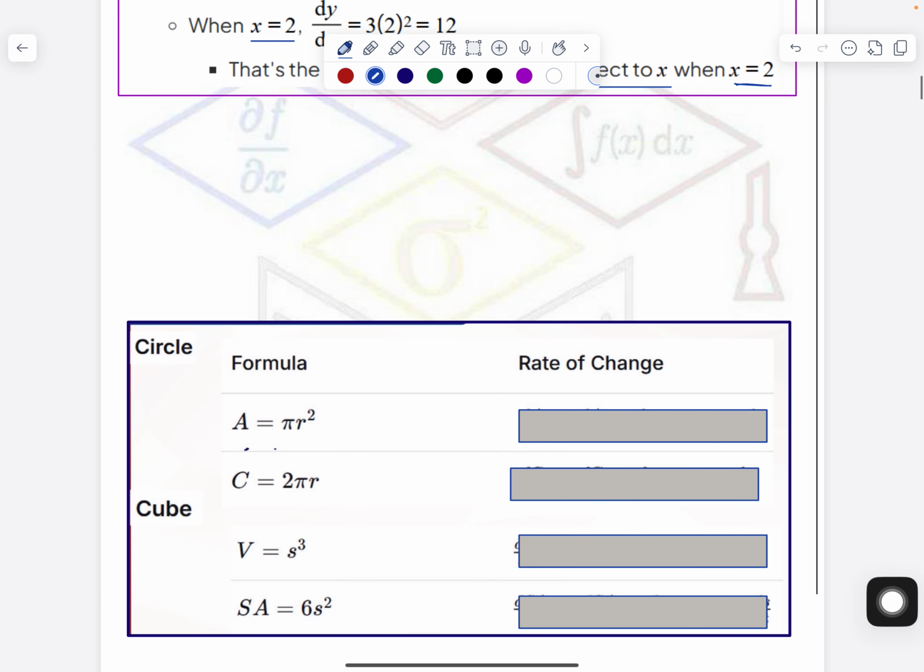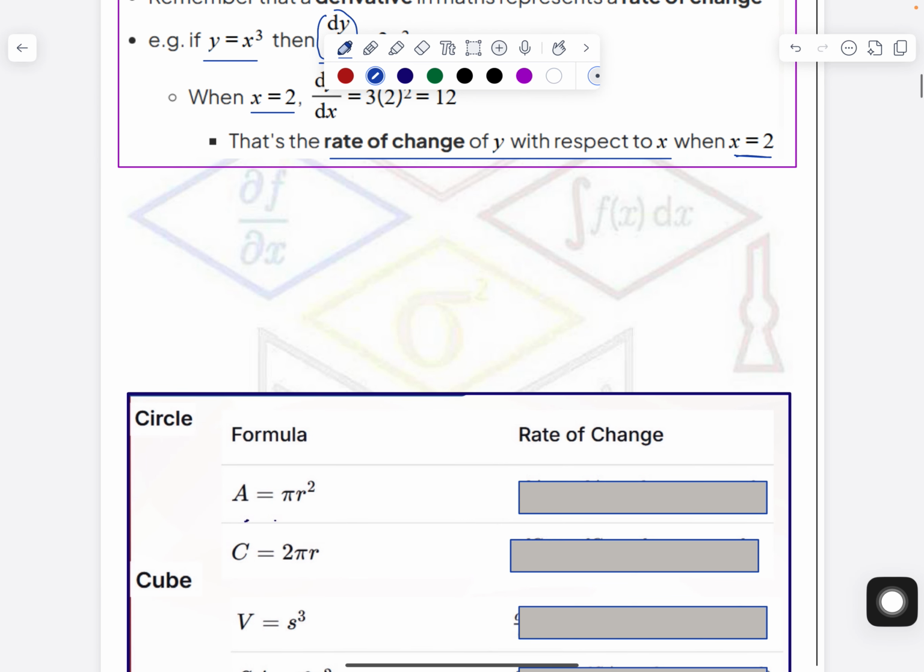Now for example, if I say find the rate of change of y, only the rate of change of y, what does this mean? You need to understand this terminology. Rate of change of y means dy over dt. If I say rate of change of x, then it is dx over dt.